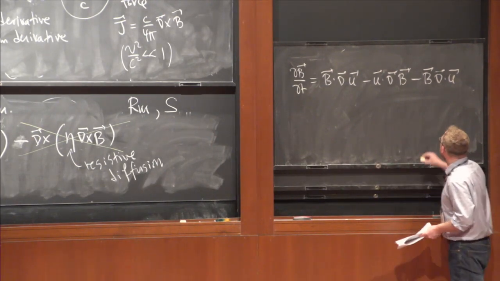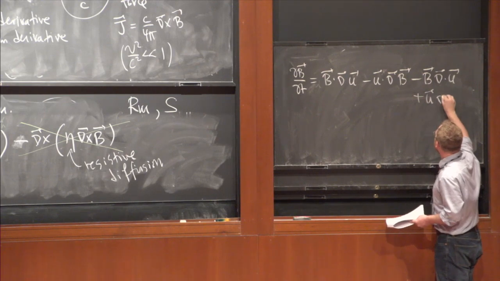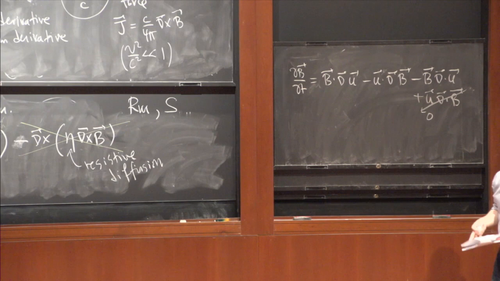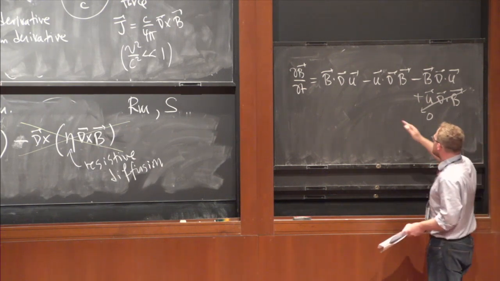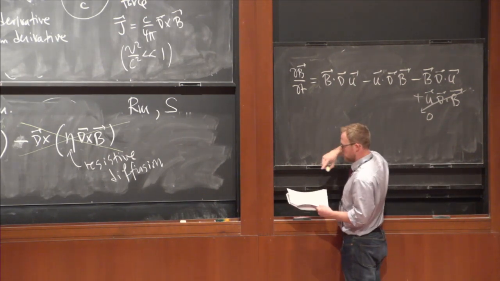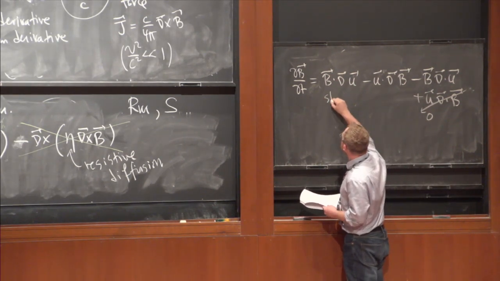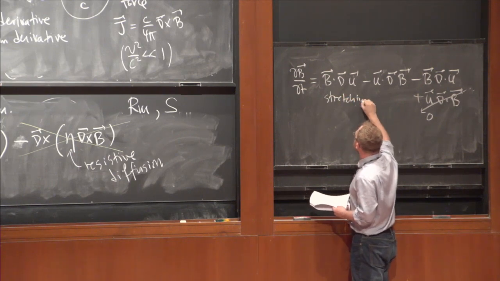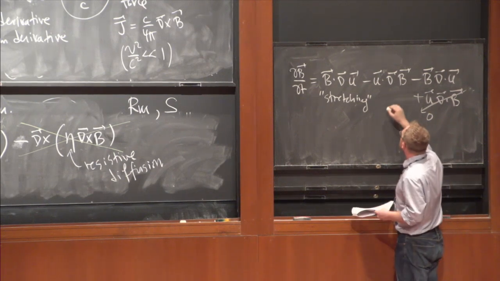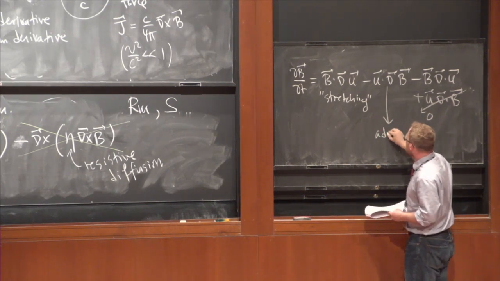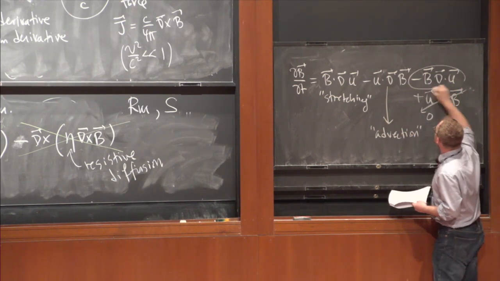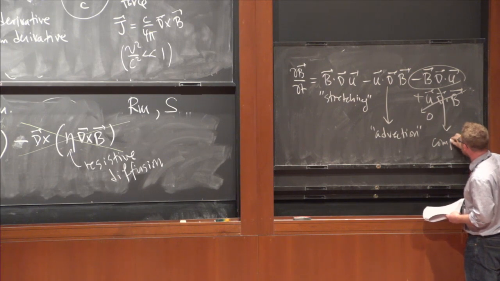So there's three terms here. There would be a fourth, but there's no monopoles. And each of these terms has a straightforward physical interpretation, which I write in the notes. This is just stretching. I'll show you why in a sec. This is advection. And this is compression.